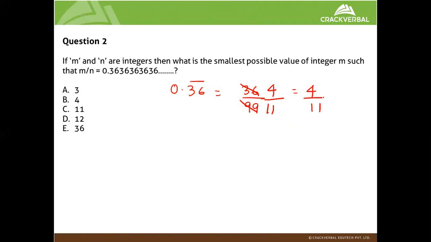So why did most of you give me B to be the answer, 4? My question was, what is the smallest possible value for m, right? Some of you gave me the answer to be 11. I didn't ask you for the smallest possible value for n.